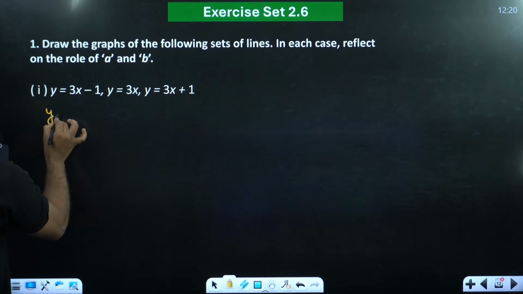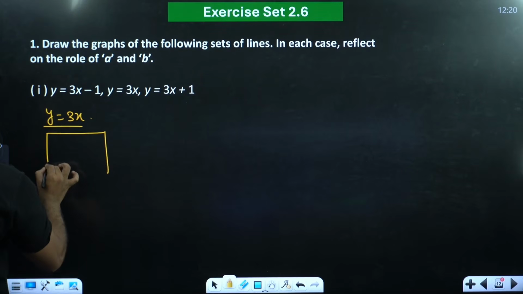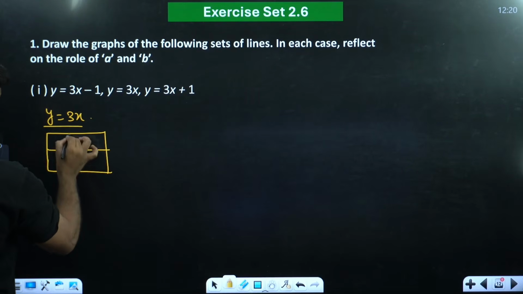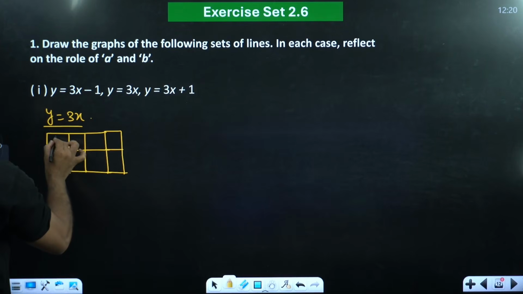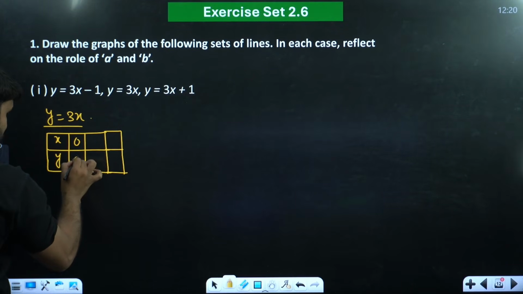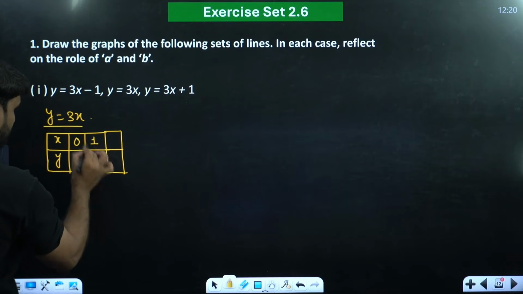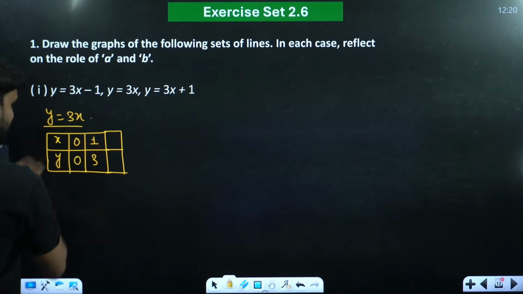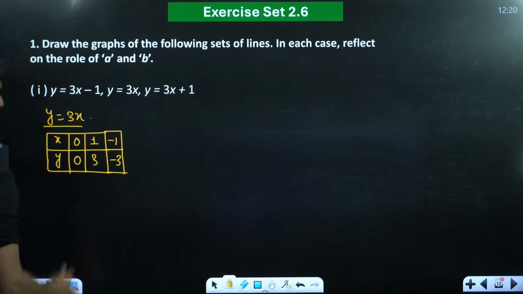So y is equal to 3x. Let's find out the solution, champions. Make a table. Let's find out three solutions. Here x, here y. If we put 0, y will be 0. If we put 1, y will be 3. If we put -1 in place of x, y will be -3. So this is the solution.